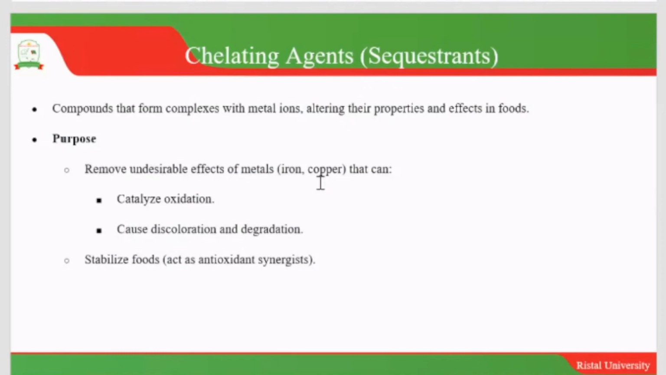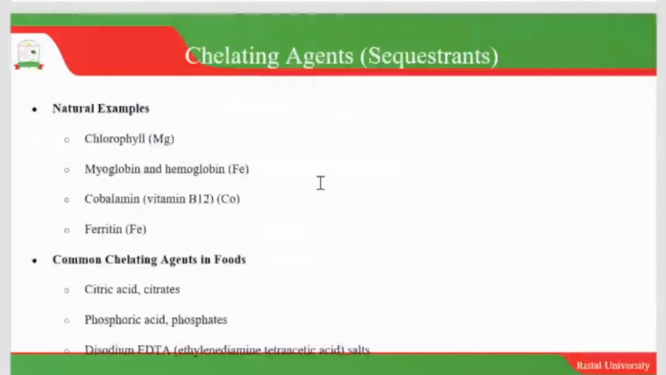So when chelation happens, the effects of the iron and copper are removed. But this also helps us in stabilizing these foods, and these act as antioxidant synergists. Synergists means they perform a role in that process of antioxidation. All right, so for the chelating agents, we have the natural ones, such as chlorophyll, myoglobin, hemoglobin, vitamin B12, or what we call cobalamin, and also ferritin, the naturally occurring iron form.